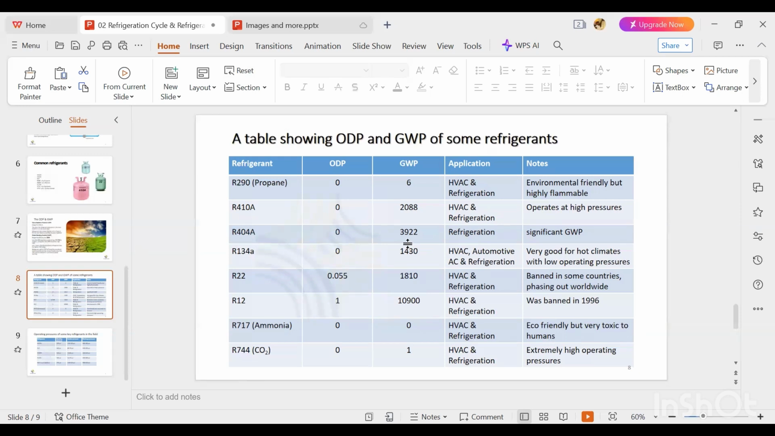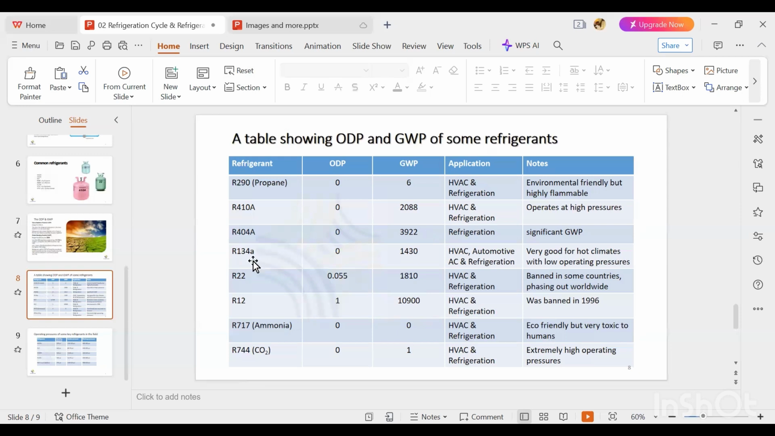R404A has an ODP of 0, then a GWP of 3,922. It is used in refrigeration. Yes, refrigeration only, though I wouldn't say only, because you find systems designed and working in different cases, but it is mostly used for refrigeration. It has a very significant GWP, the 3,900. This is beyond 2,500 we are talking about, that is medium or at least.